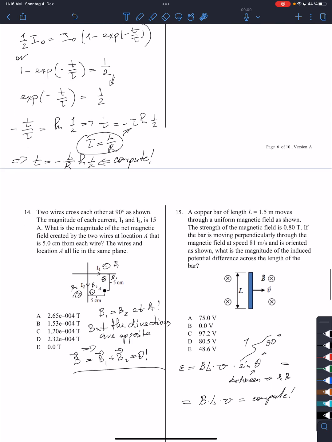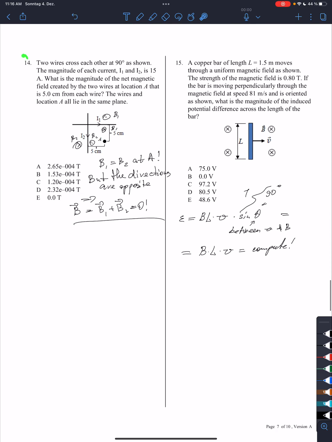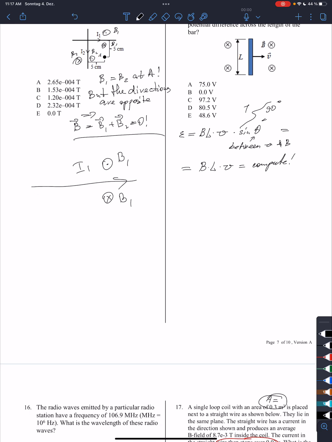Right? Let's move on. Number 14 is a solution which is based on the superposition principle, where we consider the magnetic field generated by the current I1. Thumb in the direction of the current, fingers curl in the direction of the magnetic field, and you will be able to see that here it points out, here it points into the page, so that's B1. That's the magnetic field B1 generated by the current I1.